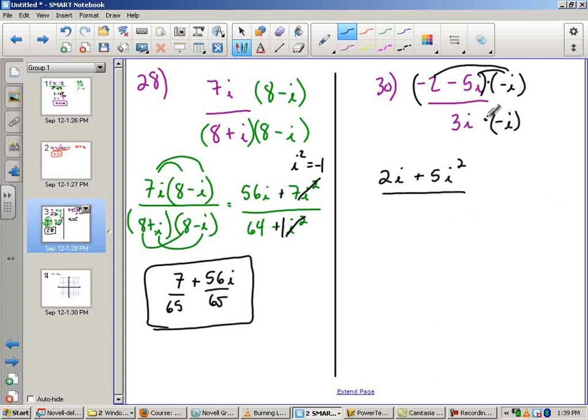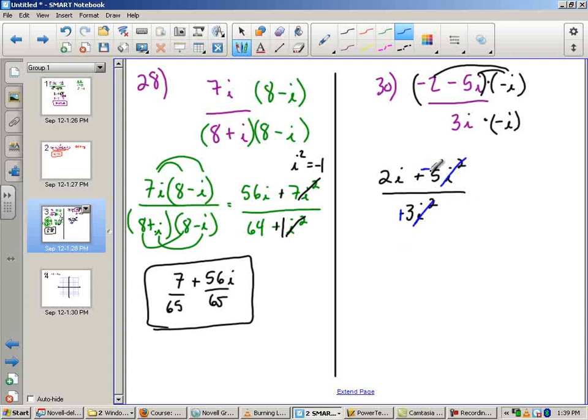Okay. And then on bottom, when we multiply these, we will get a negative, because negative i times this 3, negative 3i squared. And then we're going to go in and make those changes that we talked about. We know every time we see an i squared, it's negative 1. So we cancel it and change the sign. Okay, cancel it and change the sign.